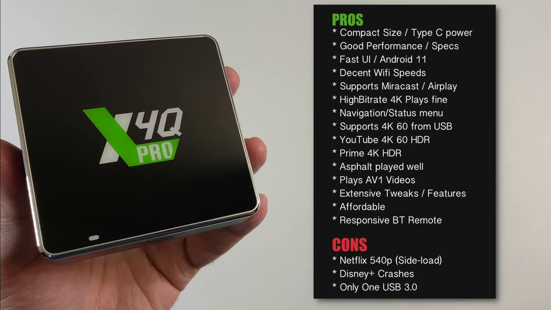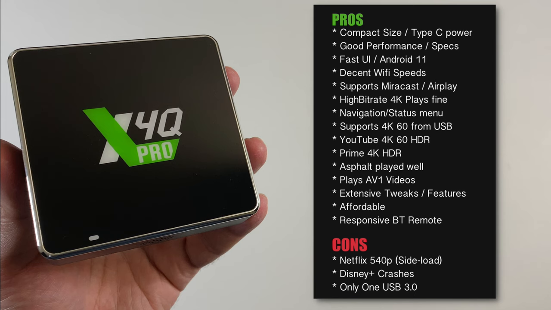And here are my thoughts, starting off with the caveats. Now, Netflix was not available to download from the Play Store, so I had to sideload it. It did work, but required a mouse to operate, and it's limited to 540p resolution. Disney Plus, again sideloaded, but crashes every time you try to stream a movie. Also, you're only getting one USB 3 port on this box. So those were the main drawbacks for you to consider.